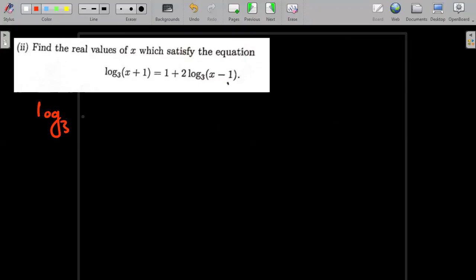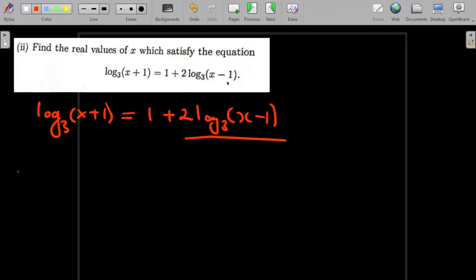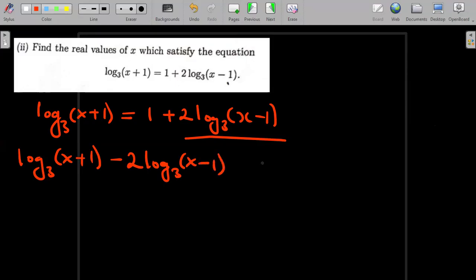So the base is 3, then I have x plus 1, equal to 1 plus 2 log base 3 of x minus 1. Here I can move this part to the left side, and I have log base 3 of x plus 1 minus 2 log base 3 of x minus 1 is equal to 1.